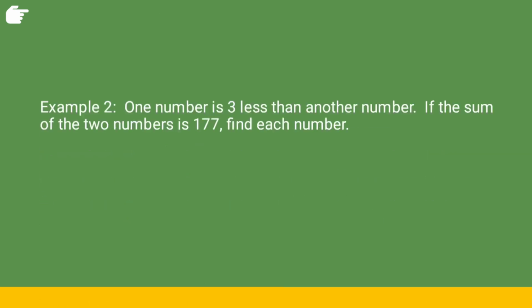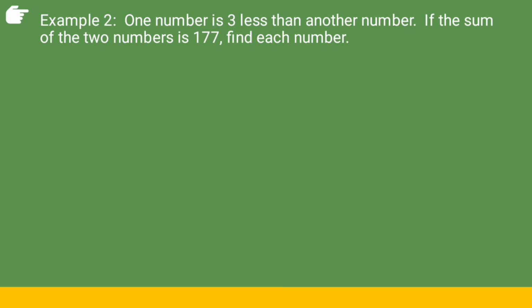Let's see the second example. One number is 3 less than another number. If the sum of two numbers is 177, find each number. Now let's apply the four principles of Polya's problem-solving framework.